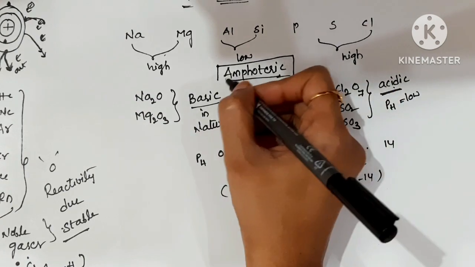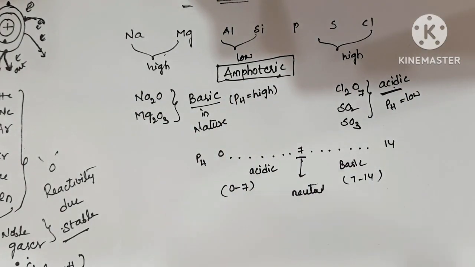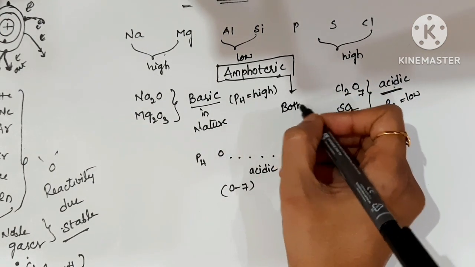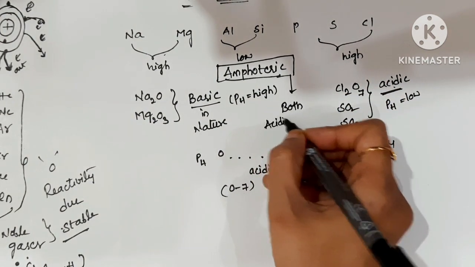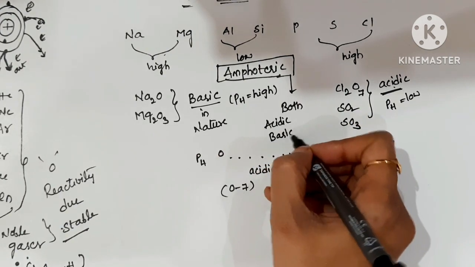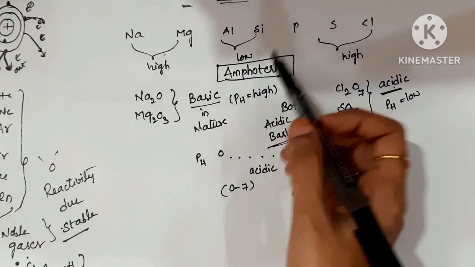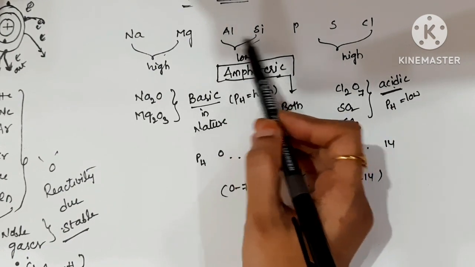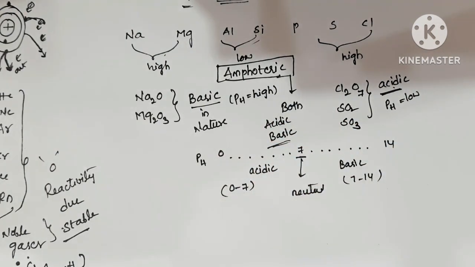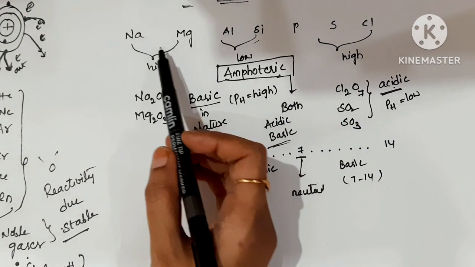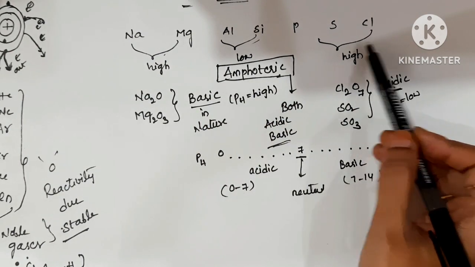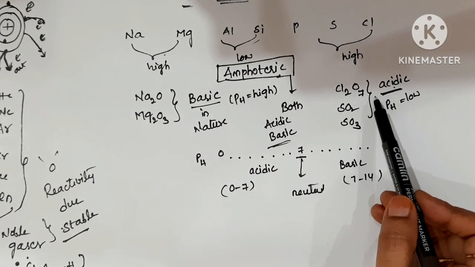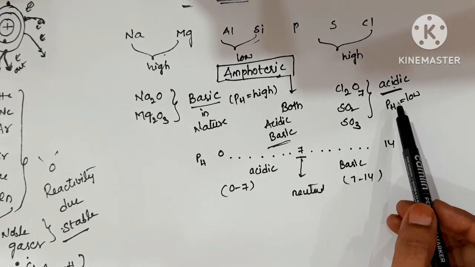That means they show both acidic and basic properties. So the oxides at the center of the period are amphoteric in nature, and the oxides of the left extreme and the right extreme elements are basic and acidic in nature respectively, according to reactivity.